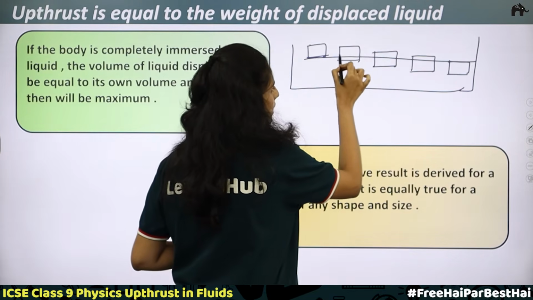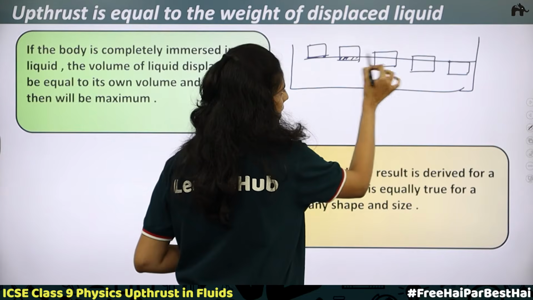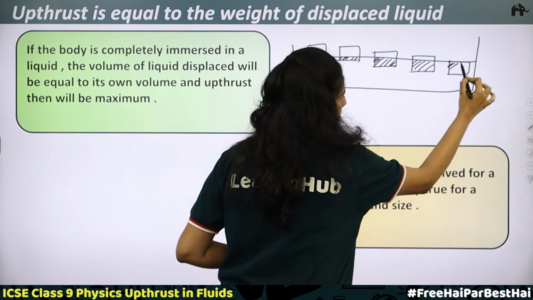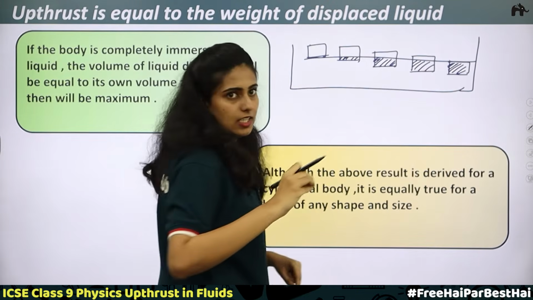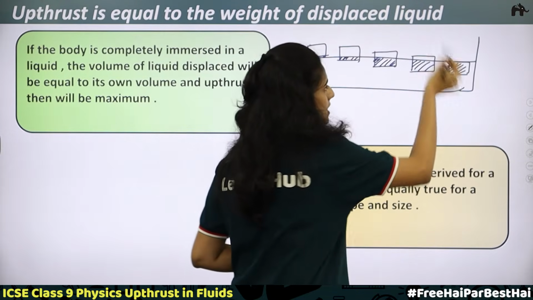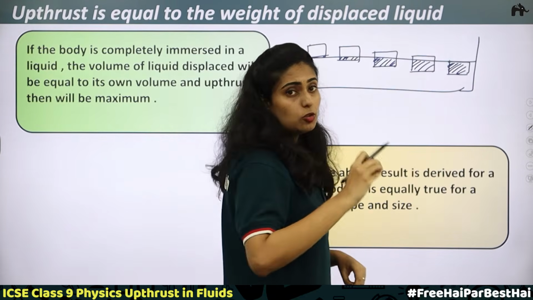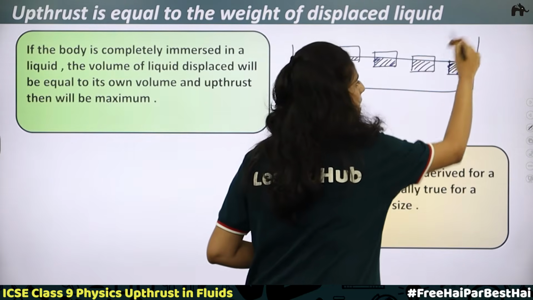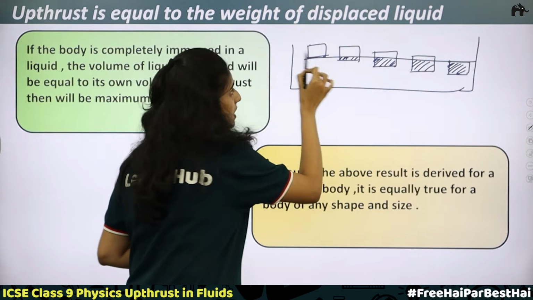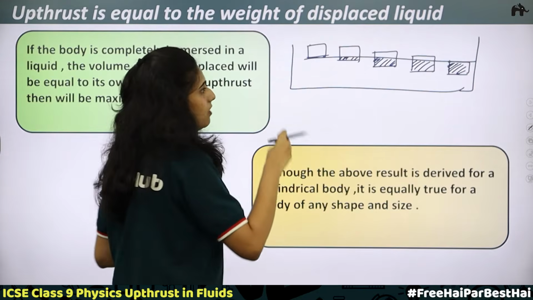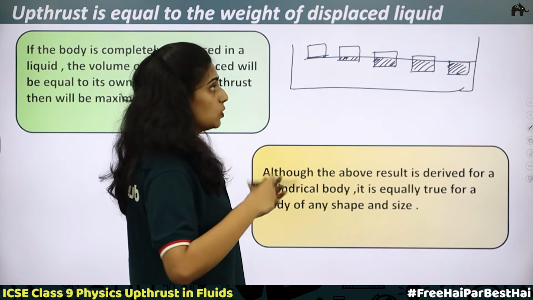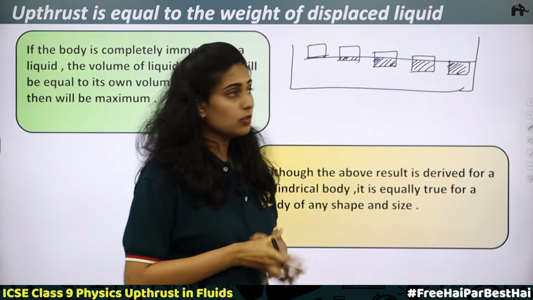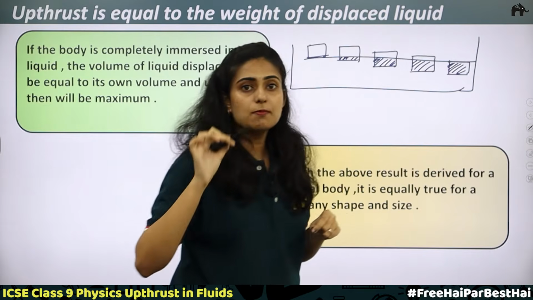Here you can see that the volume that is submerged is increasing. When the volume that is submerged is increasing, the volume of water displaced will also increase. In this case, the maximum water is displaced. In this case, the minimum water is displaced. When the volume of water displaced increases, the weight of water that is displaced is also increasing. So this is where there is the maximum buoyancy.